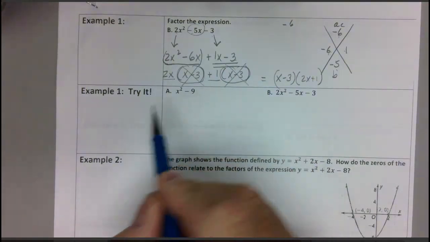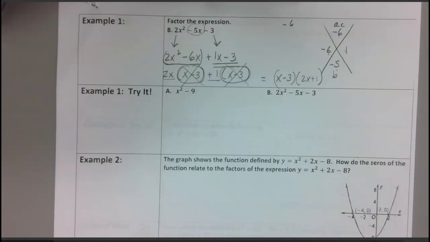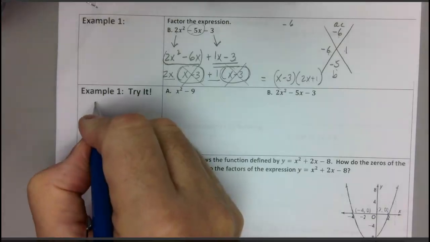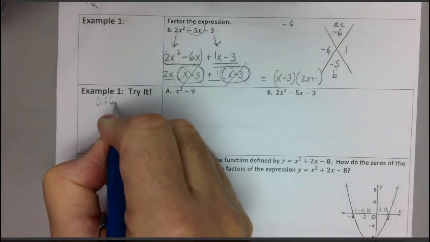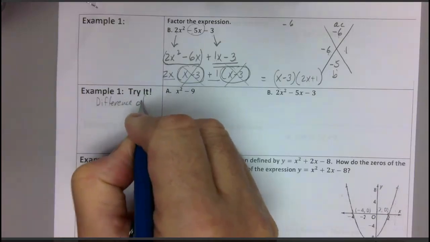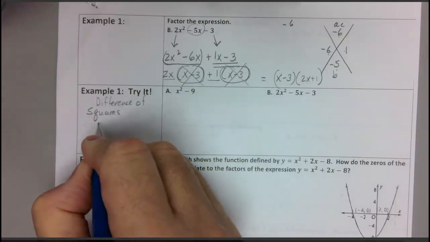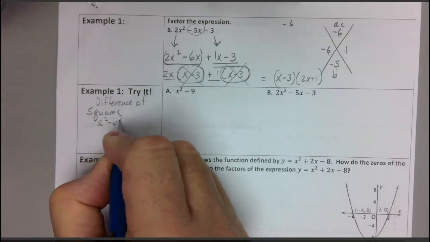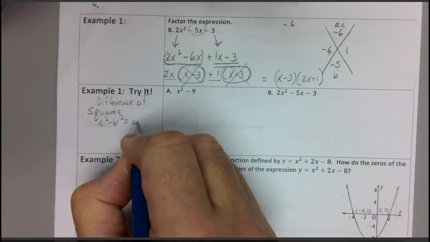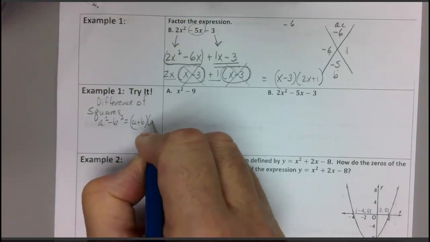Now, you have not seen one like this. This is a binomial, and we've got a couple. We're going to end up this year having 4 different ways to factor a binomial. But the only one you're going to have to know how to do is what's called the difference of squares. And the difference of squares is a squared minus b squared equals a plus b times a minus b.